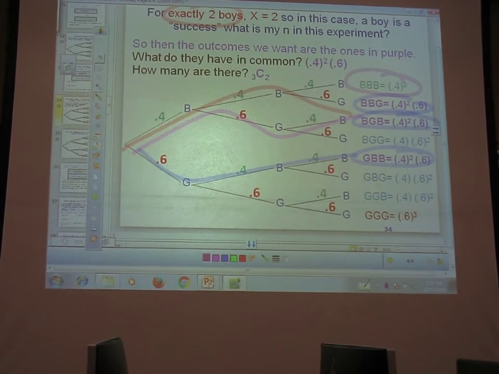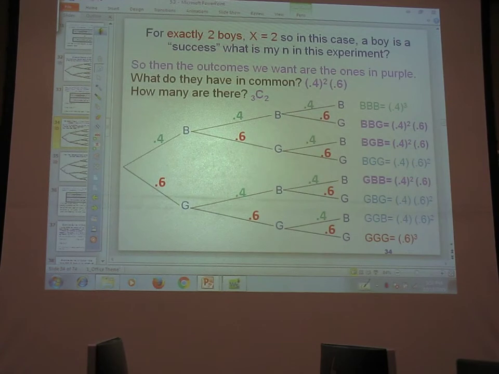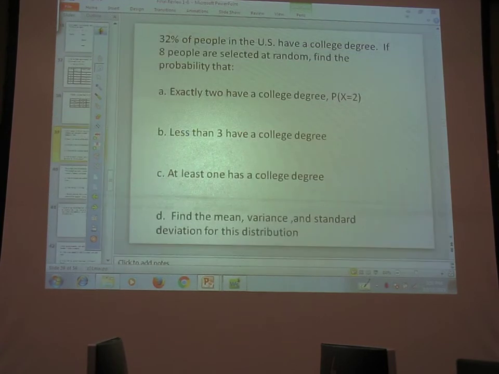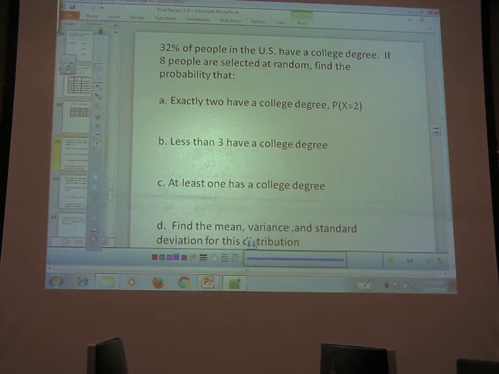So our issue here is that the probability x is 0 is going to equal, what's the probability of a failure? 0.6 to the 8th power, because there's 8 of them.